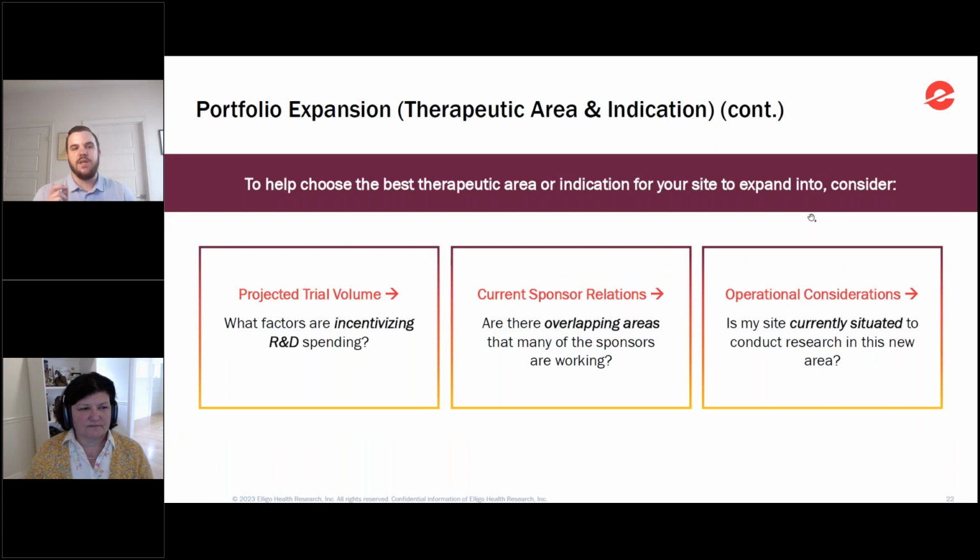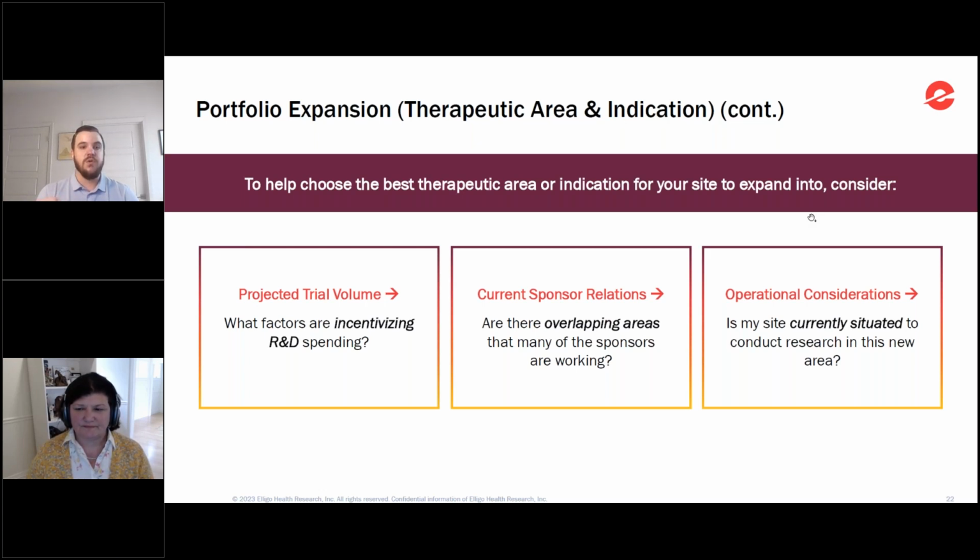A question that we often get asked by sites that are considering breaking into a new therapeutic area is, how do I choose the therapeutic area that is best for me? So it's not going to be a one-size-fits-all answer, because each individual site's setup, right, resources, and so forth are going to be different, but there are a handful of common considerations that we would recommend that you look into, right? So if you're considering between two different therapeutic areas, look into what the projected trial volume is going to be.